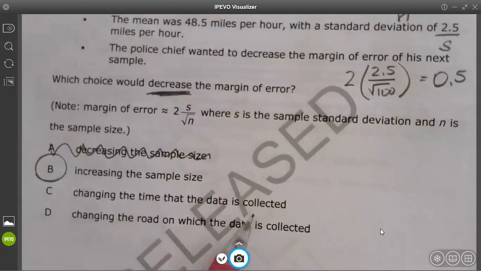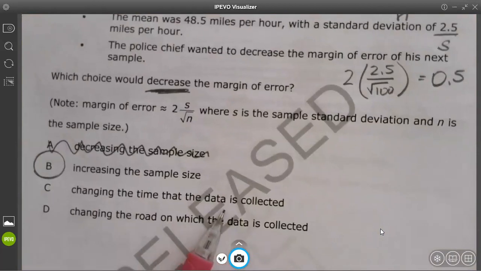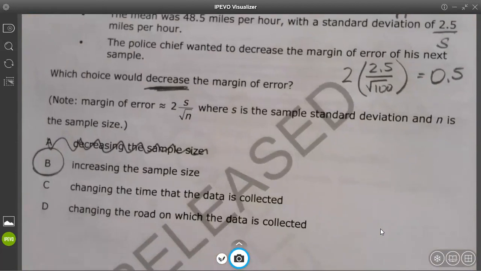Changing the time that the data is collected is not going to change anything. It may just take you longer to get 100 or less time to get 100. If it's rush hour traffic, it would take you less time to get 100. It's not going to change the margin of error. And changing the road is the same thing. It might be a road less traveled.